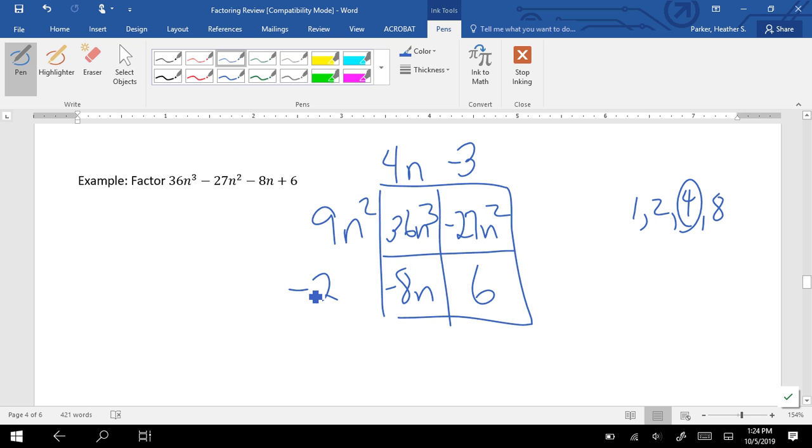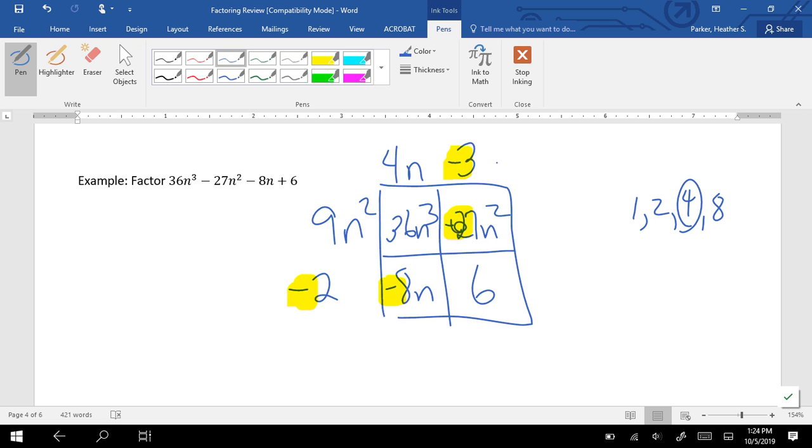Now, once again, you can do a quick remultiply. 9n squared times 4n is 36n cubed. 9n squared times negative 3 is negative 27n squared. Negative 2 times 4n is negative 8n. Negative 2 times negative 3 is positive 6. And I want to make sure it's clear what I'm saying about the signs. If this sign right here is negative, this sign will be negative. If this is negative, this will be negative. It'll always go with what's closest to the box there.